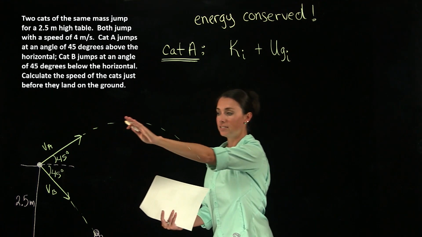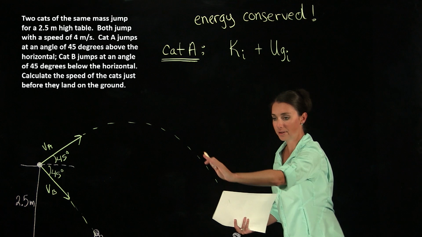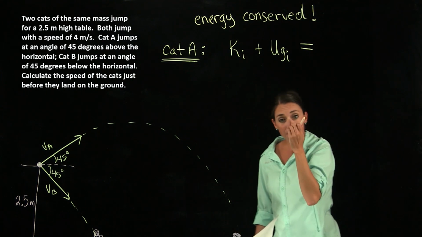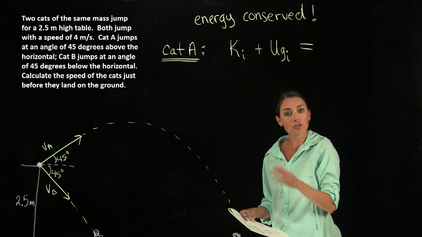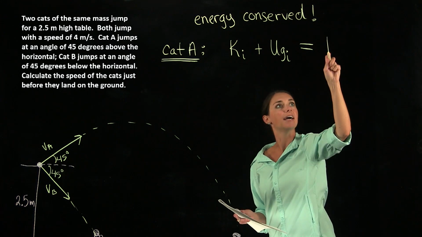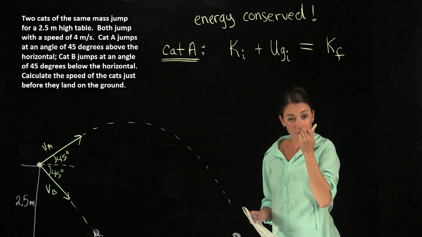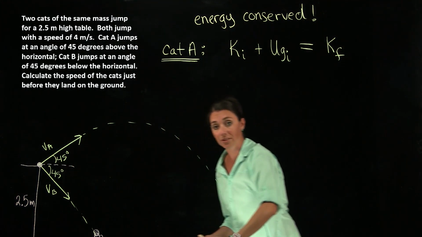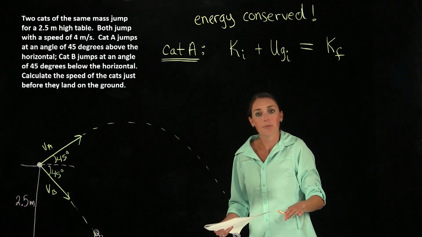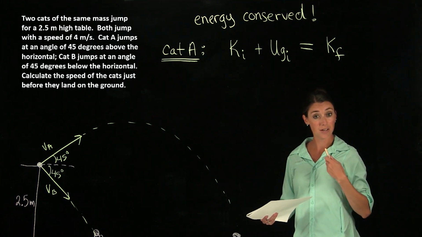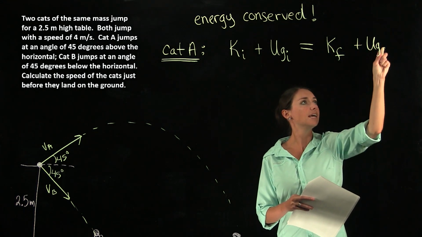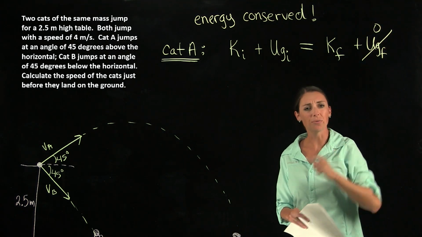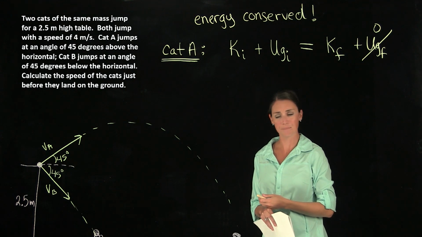And then we look at later points. For cat A, he's going to go all the way back down. He's going to hit the ground over here. At the end of our story, the cats are landing with a speed. Sure, they quickly stop, but that speed just before they land is the one we're trying to figure out. So it's going to have some kinetic energy at the end of the story. And if it starts up at the table and lands on the ground, that's basically the furthest down the cat can go in this particular story. At the end, it can't go down further than that, so we don't have any potential energy left over.